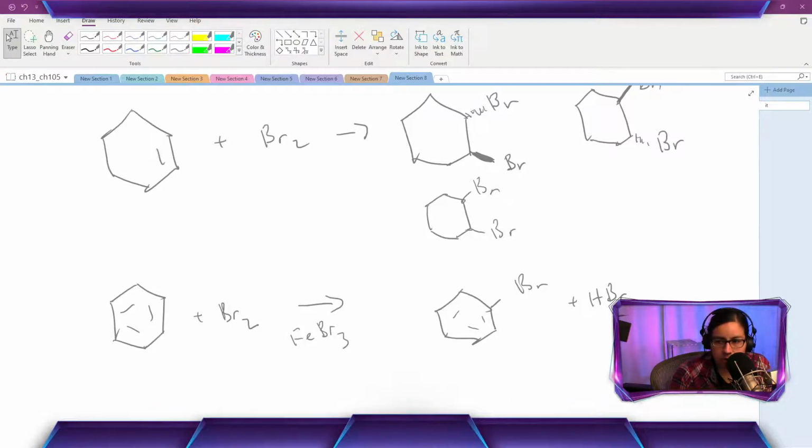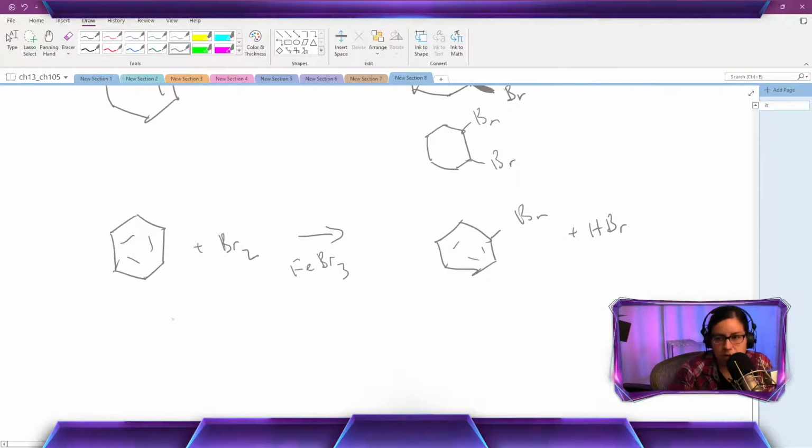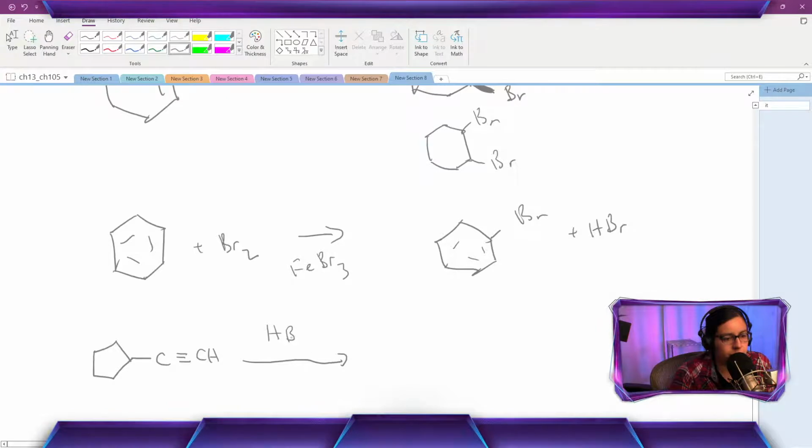Let's see if we can figure out this one. This is a little bit trickier. So now we have this molecule. So adding HBr, and it says 1 equivalent. So let's go through this.